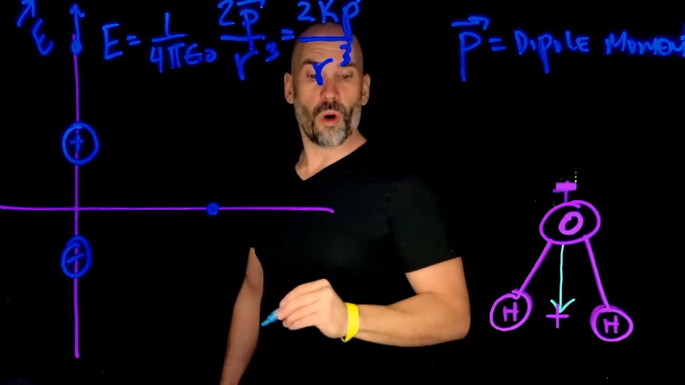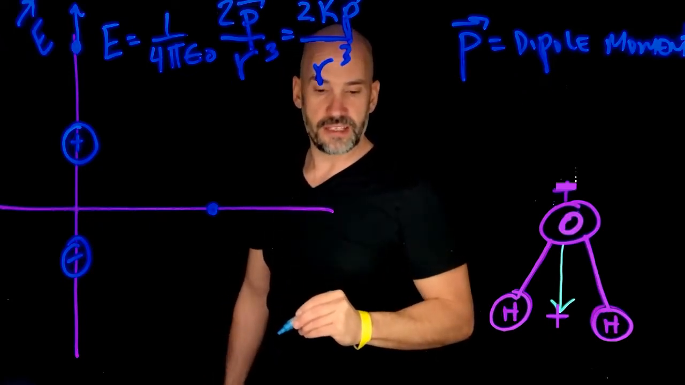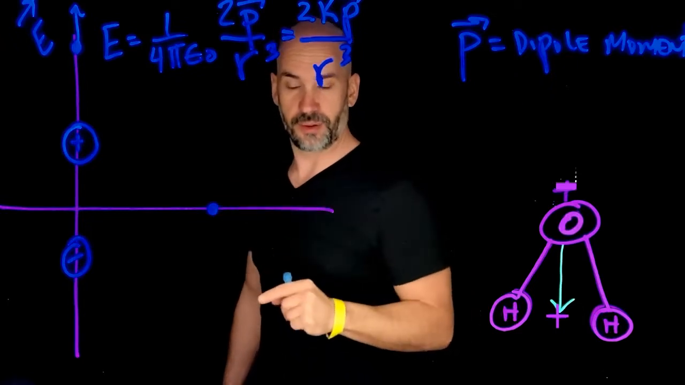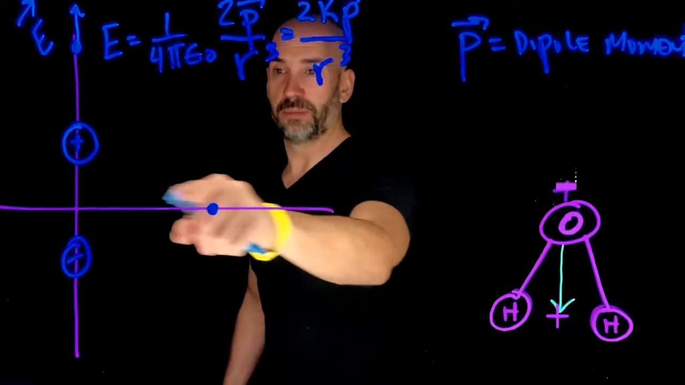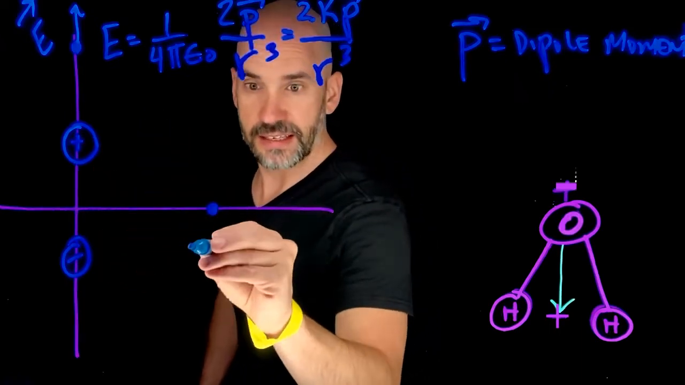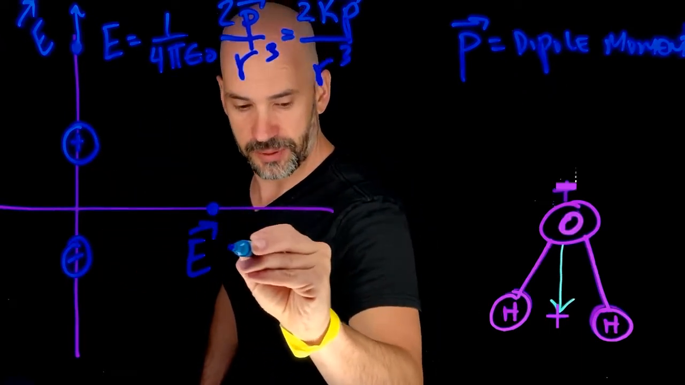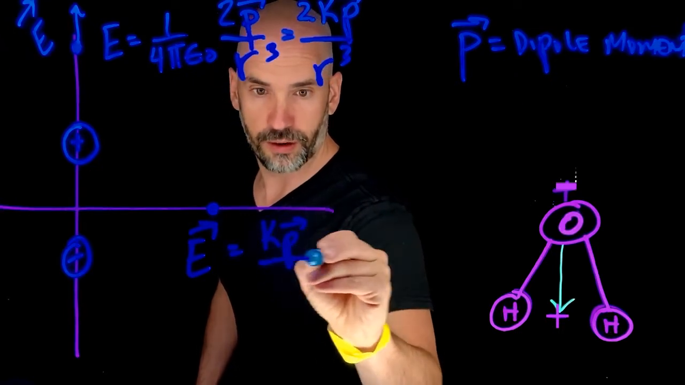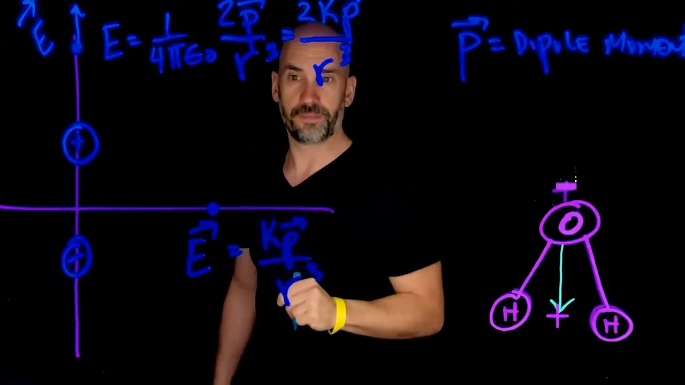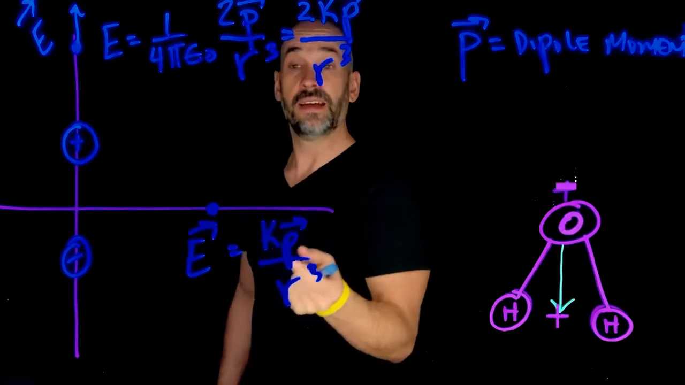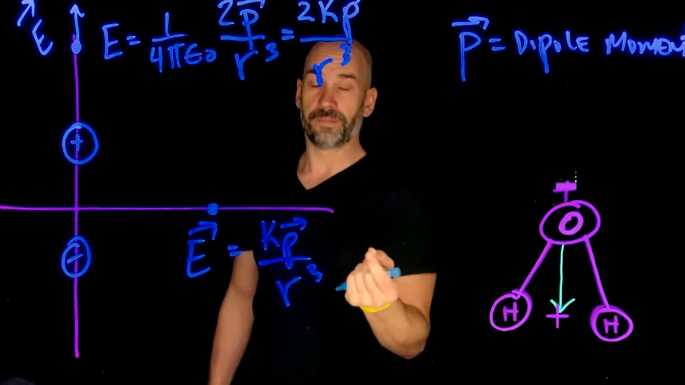Okay, what will be the direction of the electric field over here? It's some distance that's on the bisecting plane. We call this the bisecting plane of the dipole. Well, in this case, E is just going to be equal to Kp over r cubed. So there's no 2 anymore, okay? So in this bisecting plane, it turns out that the electric field is a little bit weaker.